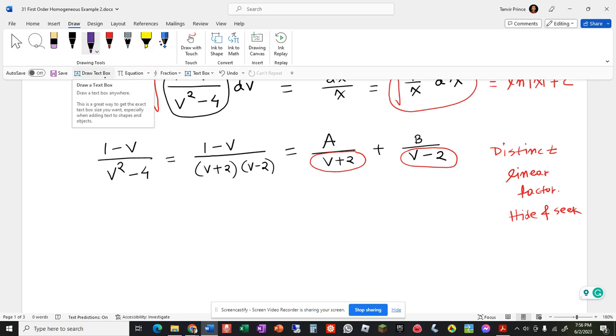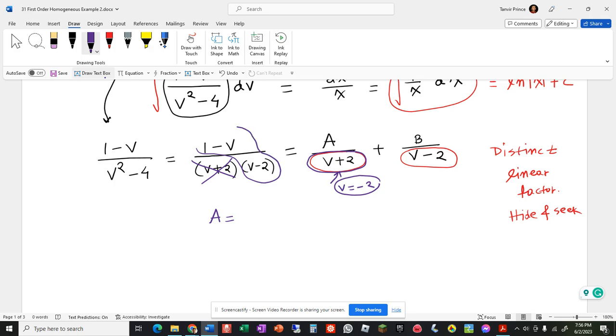It's very interesting. So to find A, look at the factor below, which is v plus 2, right? That will be 0 if v is equal to negative 2. So you hide the factor v plus 2 in your hand, just hide it, and in the rest you substitute v equal to negative 2. And that will be your A.